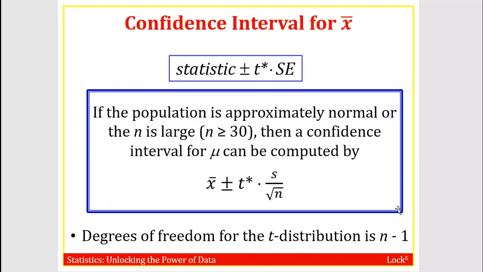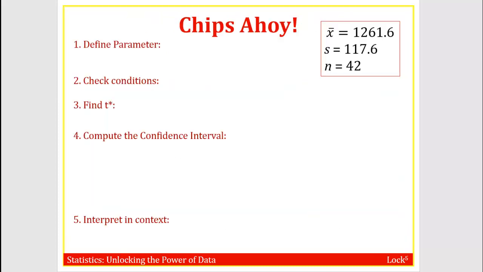The formula for a confidence interval for one mean is x bar plus and minus t star times s over the square root of n. And again, the degrees of freedom for our t star is going to be n minus 1. So first thing we do is define that parameter. It's the same as before. Mu is equal to the mean number of chips per bag. Then we're going to check the conditions.